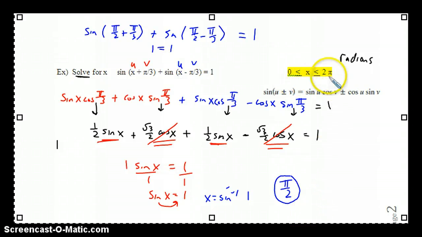I don't have to go through and list multiple coterminal angles because of the fact that my domain here just asks for one time around and in radians.